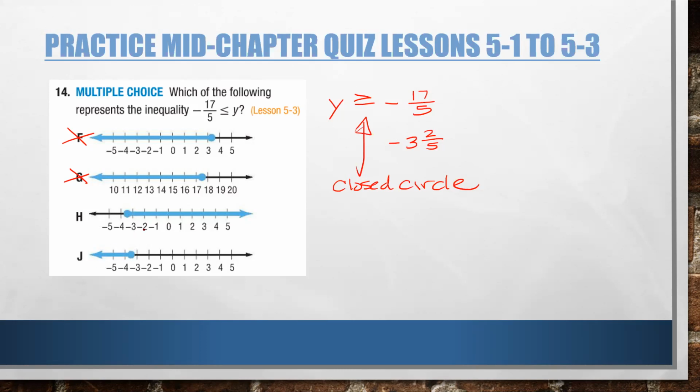So now the question is, is it supposed to be shaded to the right or to the left? And this arrow over here, when we have our variable on the left side, the arrow is pointing to the right. So everything to the right is going to be shaded, like here in H.